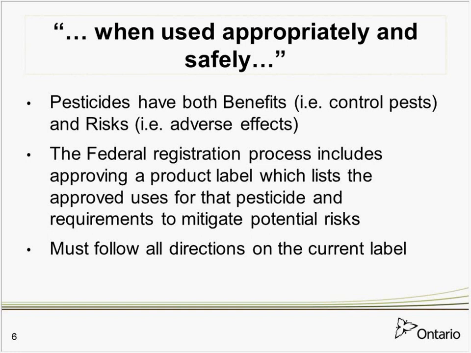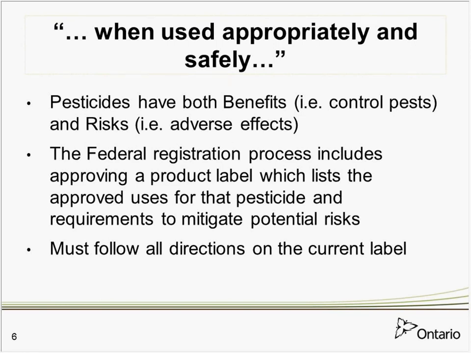So the second part of that initial statement is when used appropriately and safely. So it has to be acknowledged that pesticides have both benefits, which is they're going to control the pest, but they also have risks. So if they're used improperly, there can be adverse effects. As part of the federal registration process, Canada or the PMRA will approve a PCP label, which lists all approved uses and measures that must be taken in order to mitigate any potential risks. And you must follow all directions on the current label for a pesticide.